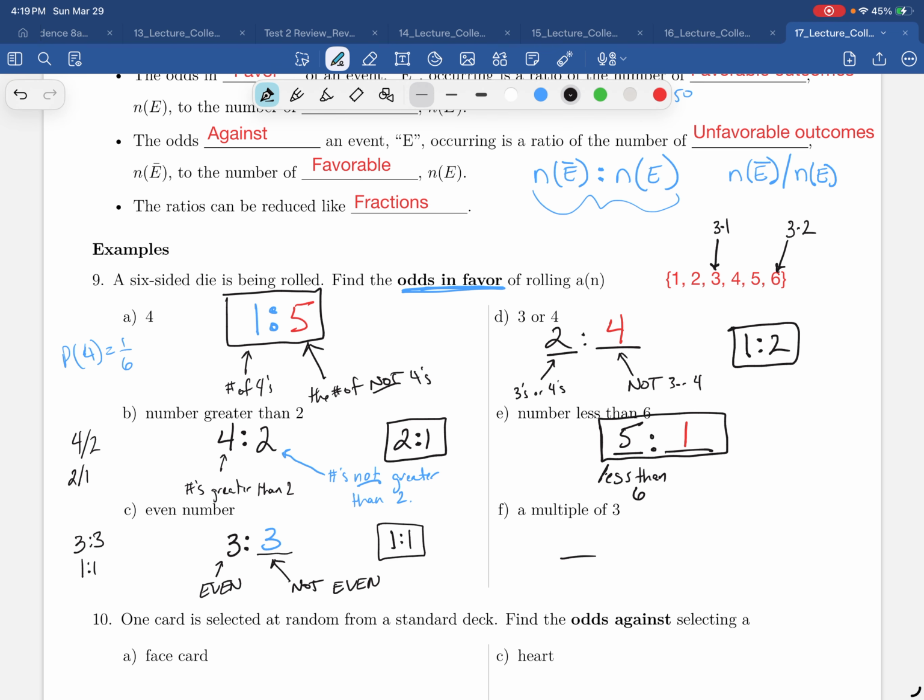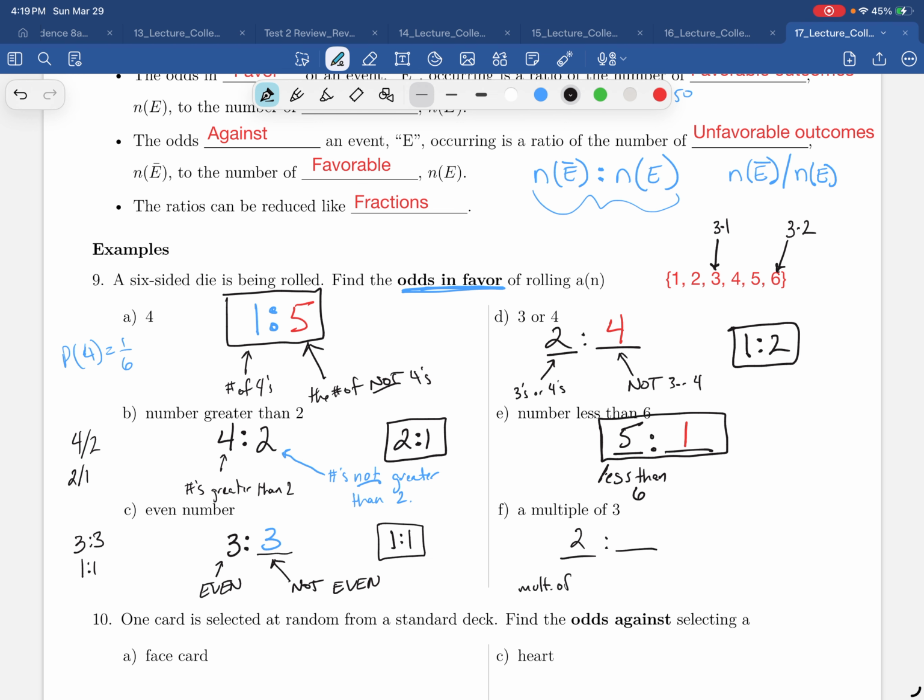Anyways, we can see that there are 2 of them that are multiples of 3. And then when we count the rest, the ones that are not multiples of 3, we'd say there's 1, 2, 3, 4. So 4 of them. I know those can reduce down. 2 to 4 is the same thing as 1 to 2.